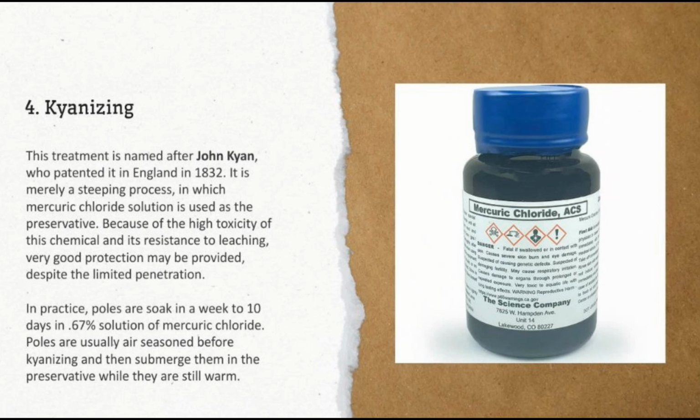Kyanizing. This treatment is named after John Kyan, who patented it in England in 1832. It is merely a steeping process in which mercury chloride solution is used as the preservative. Because of the high toxicity of this chemical and its resistance to leaching, very good protection may be provided, despite the limited penetration. In practice, poles are soaked for a week to 10 days in a 67% solution of mercury chloride. Poles are usually air seasoned before kyanizing and then submerged in the preservative while they are still warm.